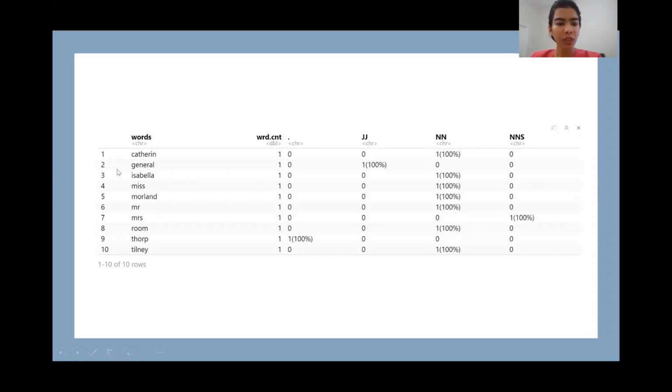So here, general is an adjective which was represented as 1, that is 100%. It is an adjective with no distinguishable quality. Likewise, Isabel is also a name, so it comes as a noun of a singular form. That's why it came here as 100%. In a similar context, Mr. Moreland also comes as a noun, and Mrs. is also a noun, but here it is considered a noun with a plural form. So here we understood how the part of speech can be extracted from our text.